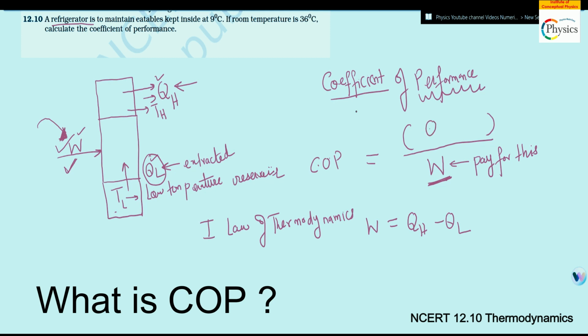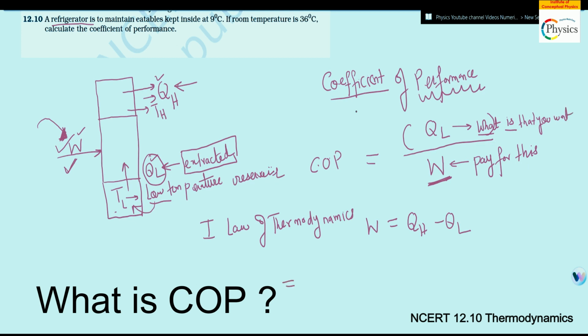So this is QL. Make sense? You want heat to be extracted to cool the low temperature reservoir objects. This is your final aim. If you're successful in removing more and more heat from the low temperature reservoir, that's success. This is what you want, extraction of heat from low temperature reservoir. That's a numerator, right?